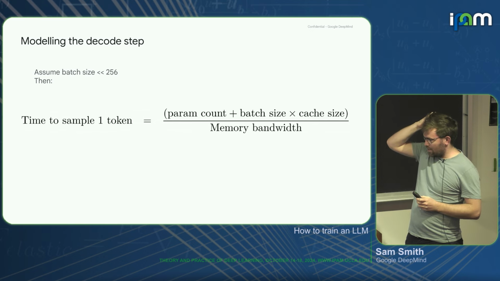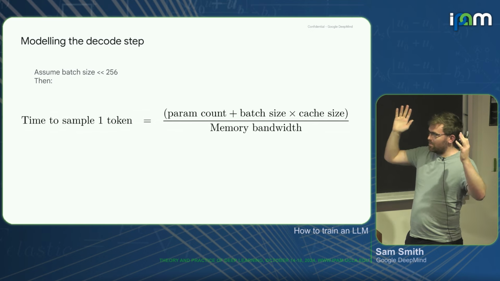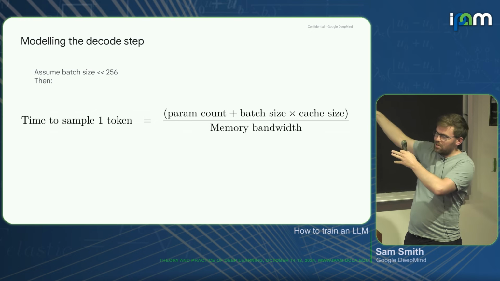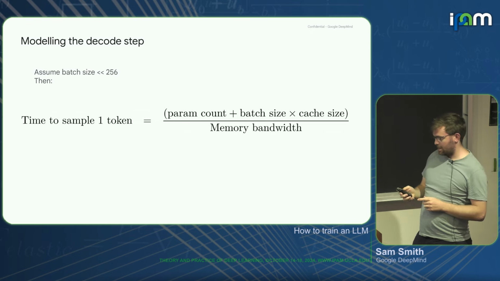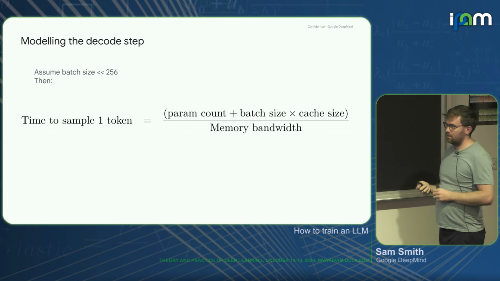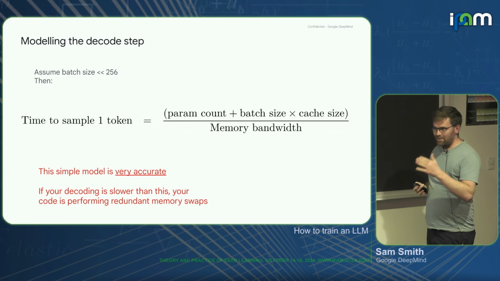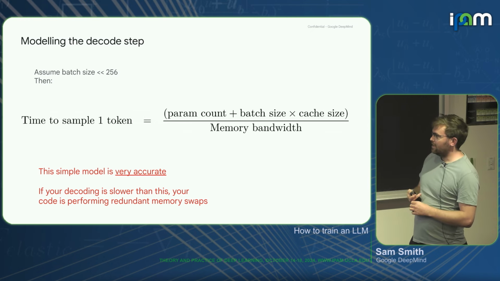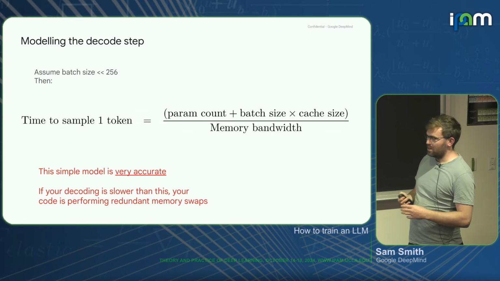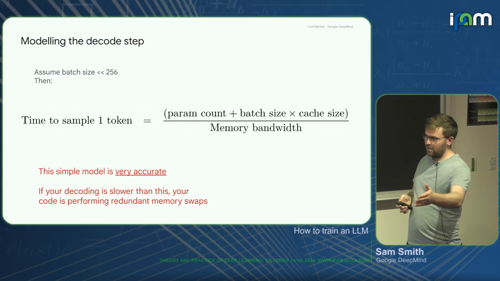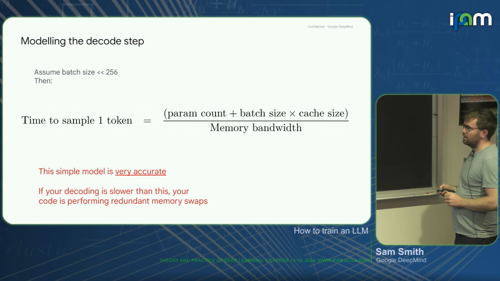So you quickly work out that the time it takes to sample a token is just the number of parameters plus the batch size times the cache size, which is how much information the model has stored about the sequence, divided by this memory bandwidth. Hoping that made sense. This simple model is numerically very accurate. If your decoding is slower than this equation by more than a small factor, that tells you your code is performing redundant memory swaps, unnecessarily moving information back and forth between the two memories.